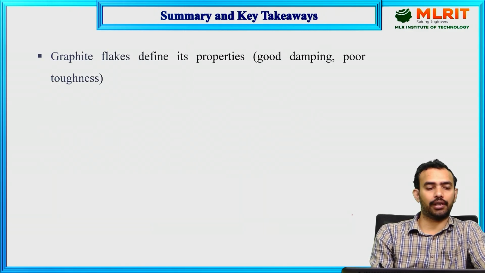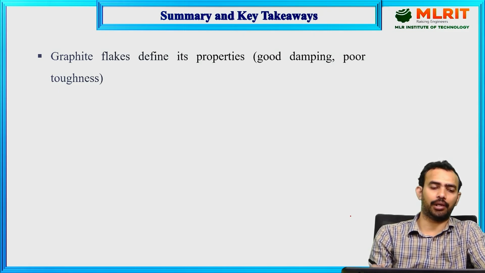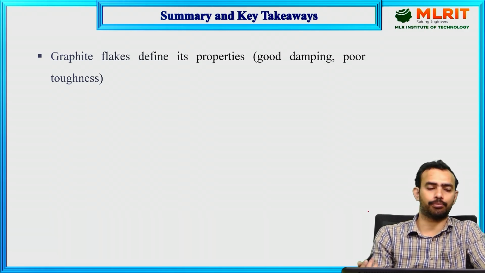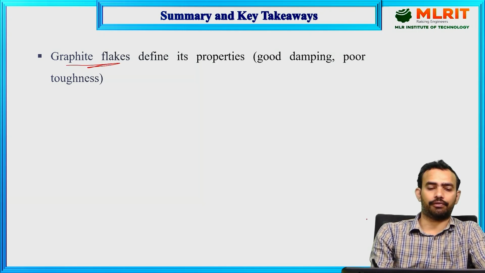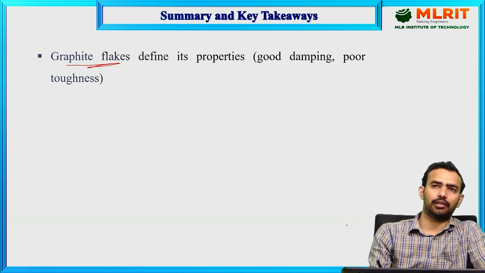If you summarize what we have discussed, graphite flakes define the properties. The low tensile strength is due to the flakes, their sharp and pointed nature, which acts as stress concentration regions. The damping characteristics mainly come from the soft graphite material, which absorbs more energy, and the poor toughness is also a result of weak graphite flakes. So in short, the graphite flakes in the microstructure of the cast iron decide the properties of grey cast iron.